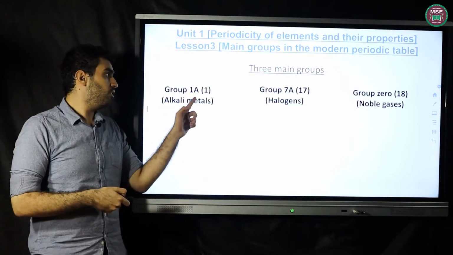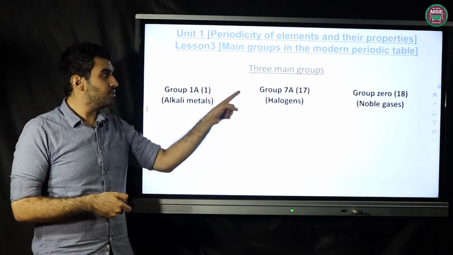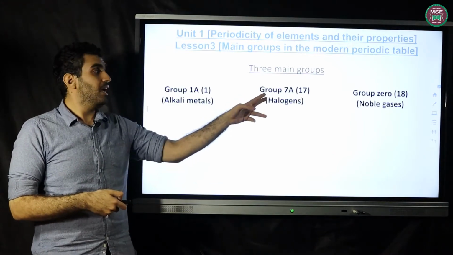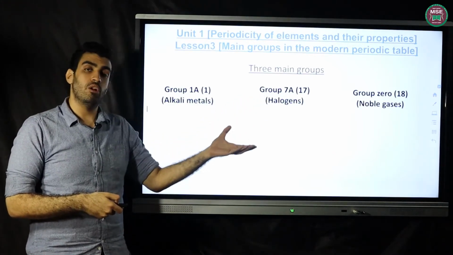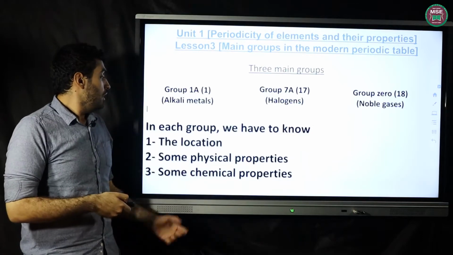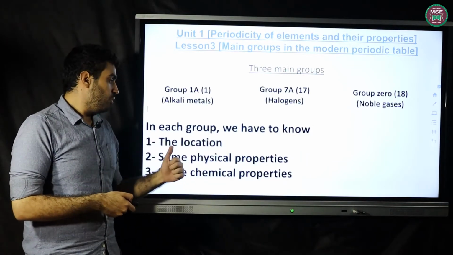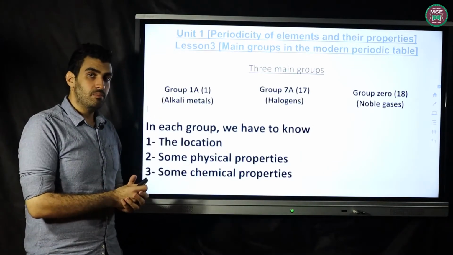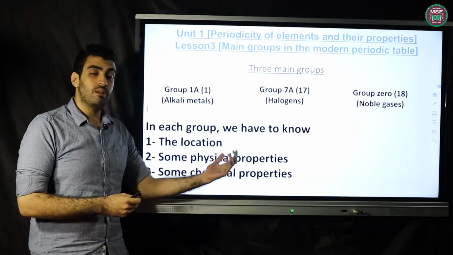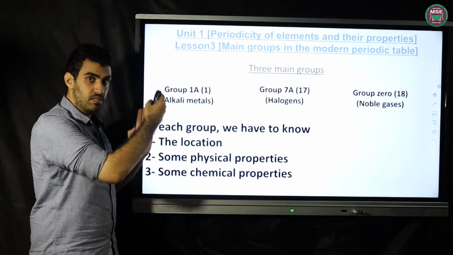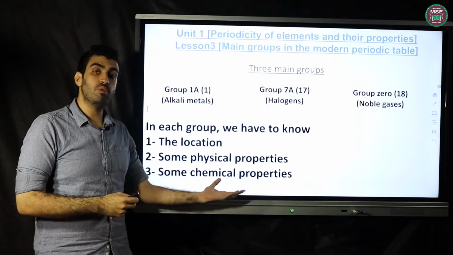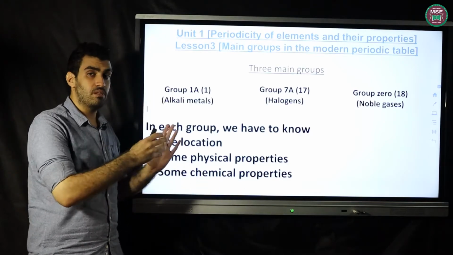Number 1, group 1A, alkali metals, group 7A, halogens, and the group 0, which contains noble gases. In each group we have to know, number 1, the location in the modern periodic table, some physical properties of elements found in this group, and some chemical properties of elements found in this group.